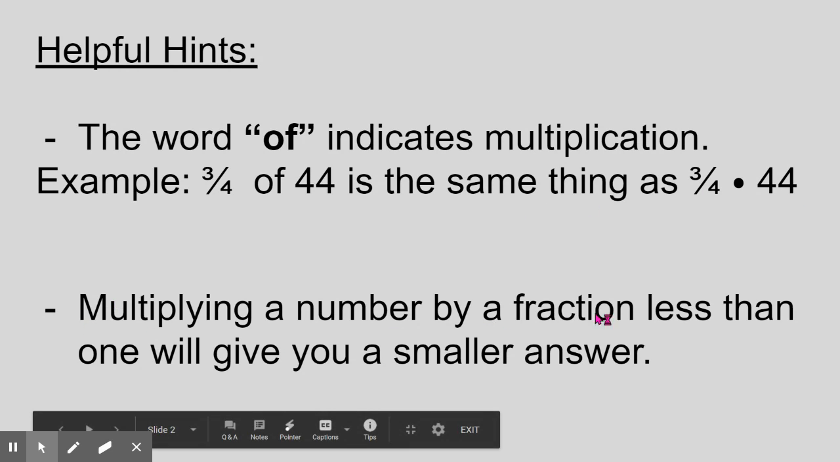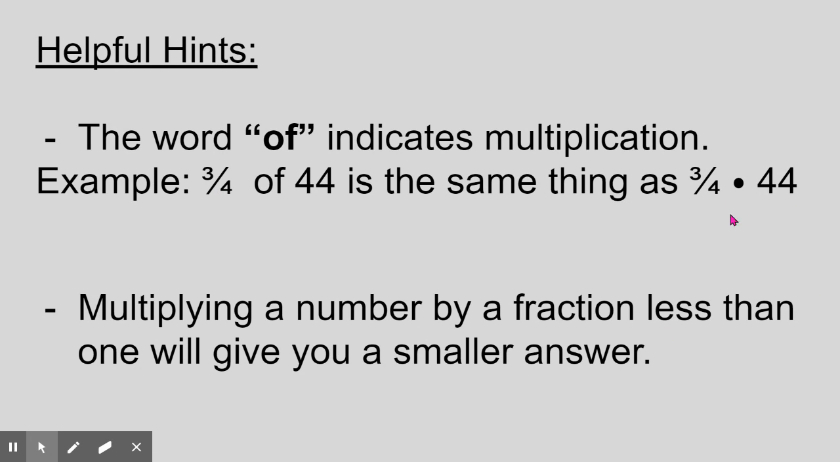Something else for you to know. Multiplying a number by a fraction less than 1 will give you a smaller answer. So in the example we have above, 3/4 times 44, because 3/4 is less than a whole, my final answer will be smaller. So if you multiply it out and you're like, why is my answer smaller when multiplication normally gives us a bigger answer? That is why.